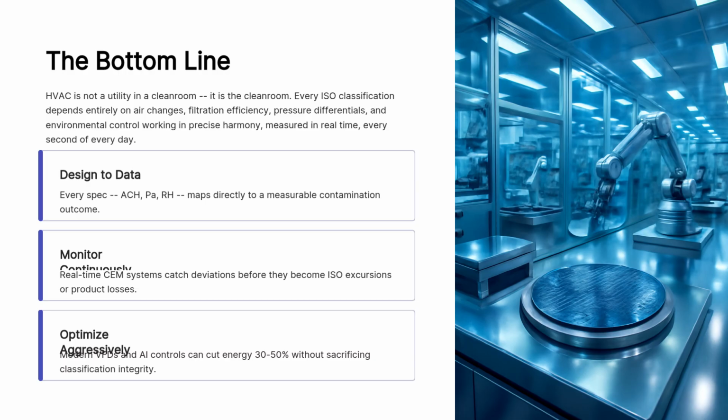Heating, ventilation, and air conditioning systems are the backbone of cleanrooms, ensuring International Organization for Standardization compliance through precise air changes, filtration, and environmental control. Continuous monitoring and aggressive optimization with variable frequency drives and artificial intelligence can significantly reduce energy use while maintaining standards. Every specification directly impacts contamination outcomes, highlighting the critical role of heating, ventilation, and air conditioning in cleanroom operations.